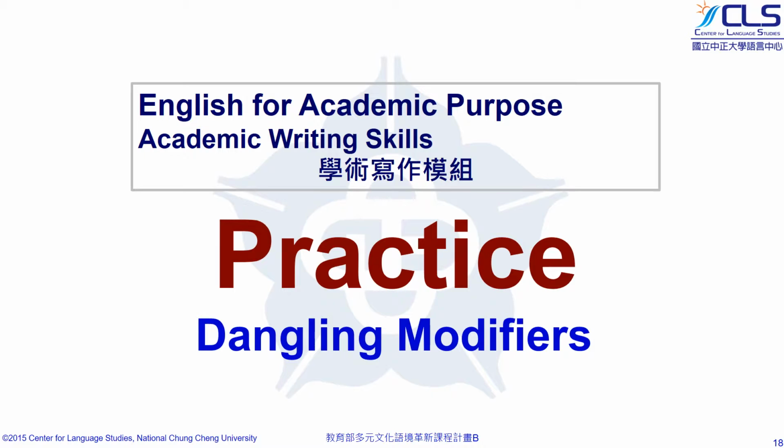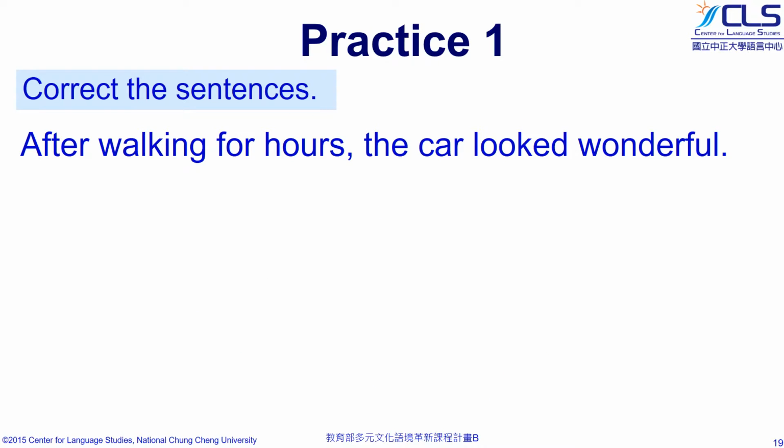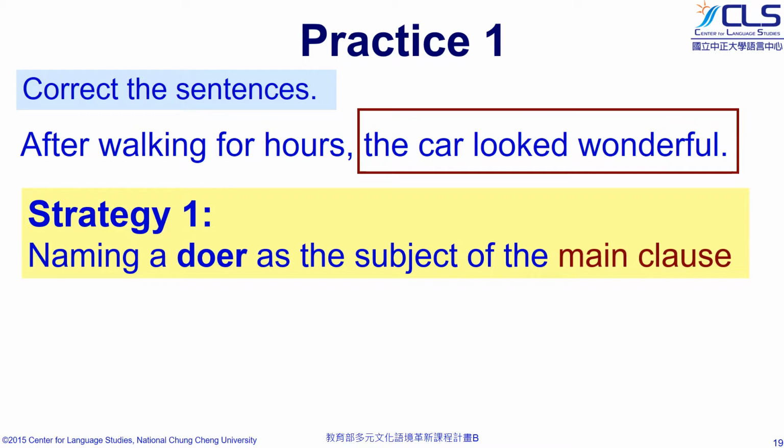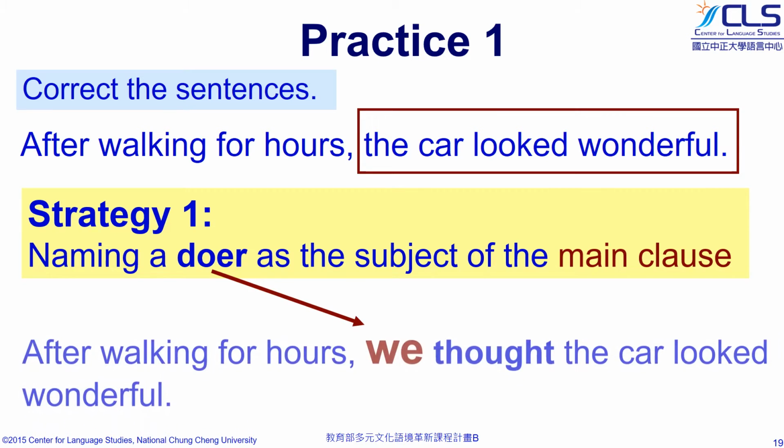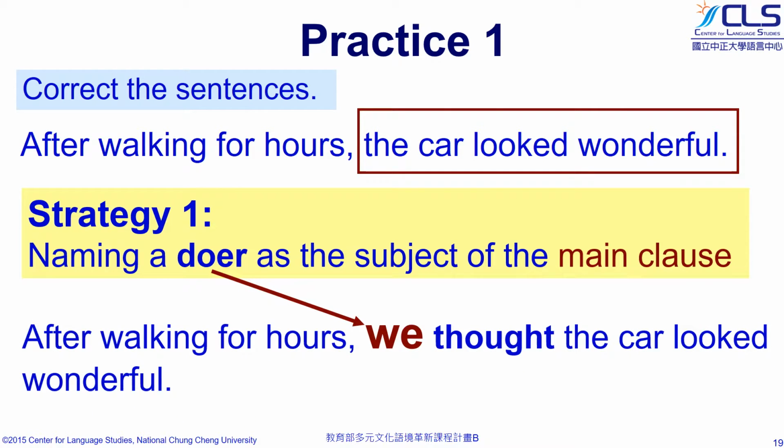Now, let's have a practice. Remember the first revision strategy? Let's use it to correct this sentence. We give a doer as the subject of the main clause. Here, we need a subject that can really walk. So, we change it into after walking for hours, we thought the car looked wonderful.